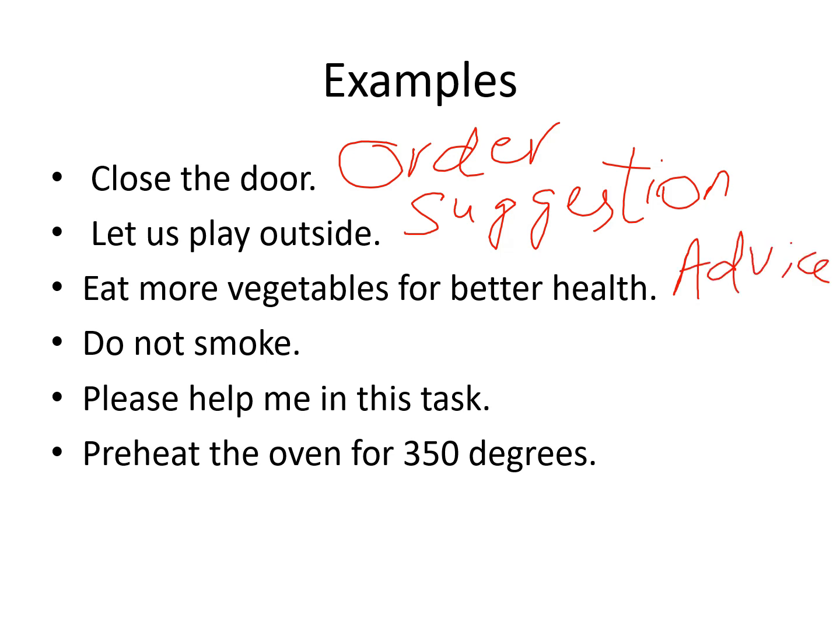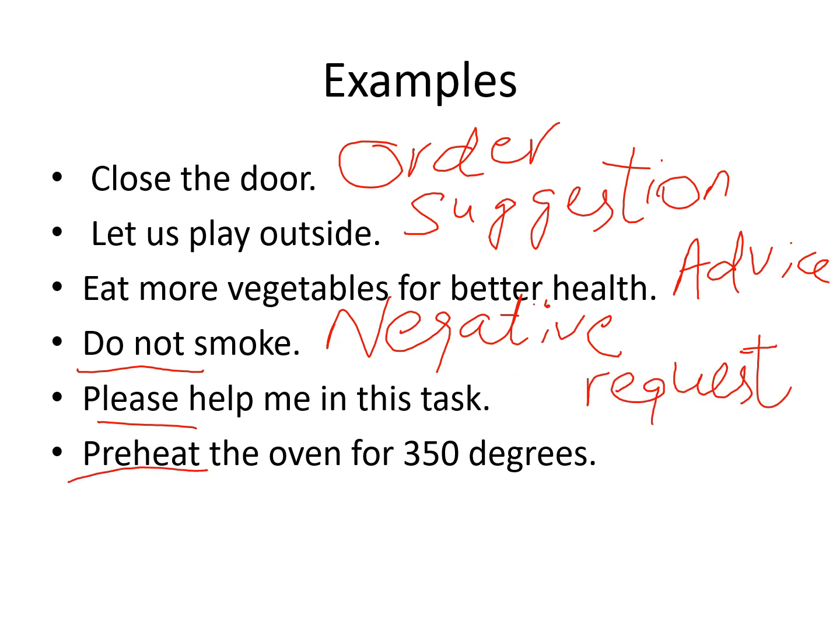Do not smoke. Here you are using a negative imperative, and you are forbidding someone from doing something. Please help me in this task. So here you are requesting. Last example is, preheat the oven to 350 degrees. Here you are instructing. This is an instruction. So these were a few examples of imperative sentences.